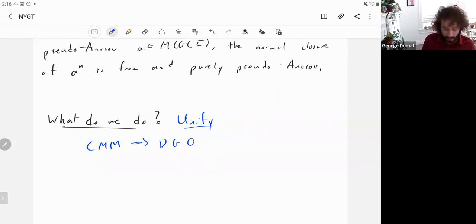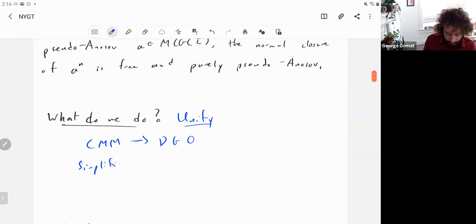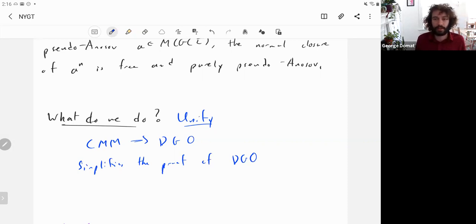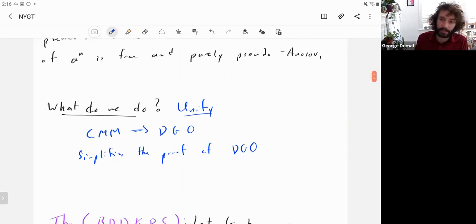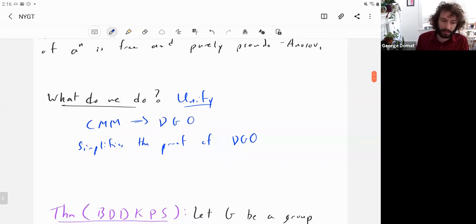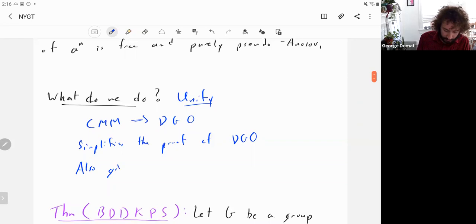And so what this does is it simplifies the proof of the DGO theorem. This theorem is part of this long 150-page paper, it's now kind of a book, of DGO. And so we wanted to write a self-contained, shorter proof of it. Okay, the whole 150 pages is not dedicated to this theorem, but it is in there, and I think it's difficult. And so what we do is simplify it a bit. And also, for the sake of being self-contained, we also give a new proof of the CMM theorem.